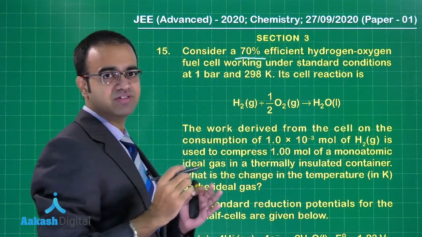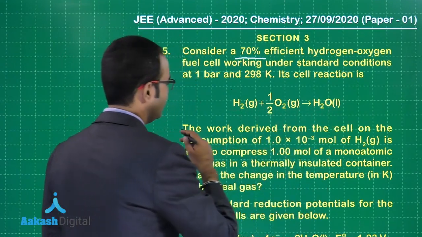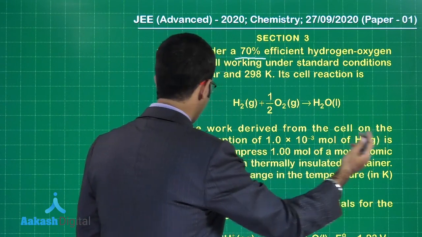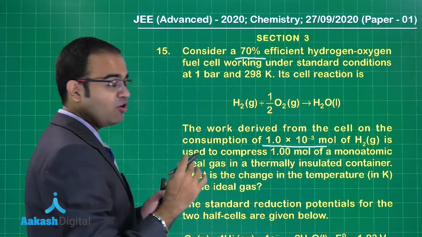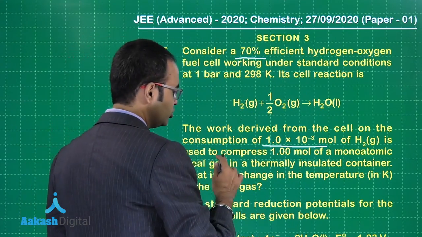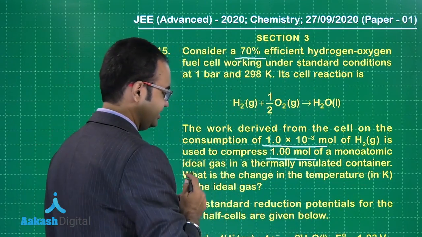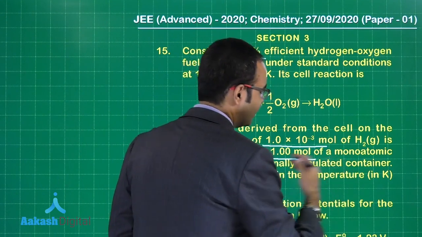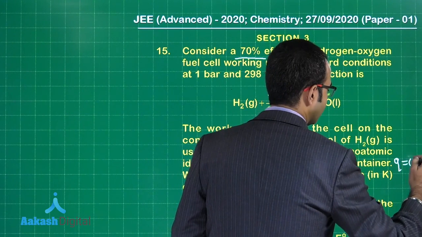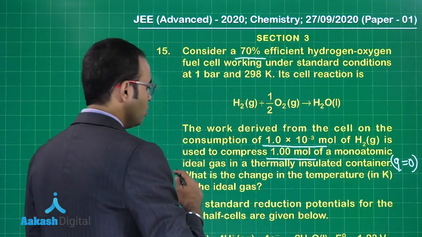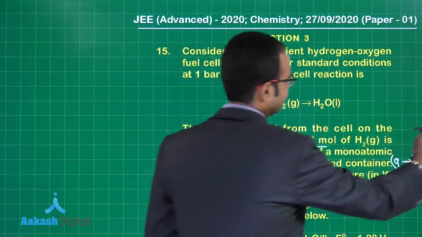That is 70% efficient, guys. Okay, H2 gas plus half O2 giving you H2O. The work derived from the cell on consumption of 1 into 10 to the power minus 3 moles of H2 is used to compress 1 mole of monoatomic ideal gas in a thermally insulated container. So if it is a thermally insulated container, guys, just remember that Q is equal to 0. What is the change in temperature in Kelvin of the ideal gas?